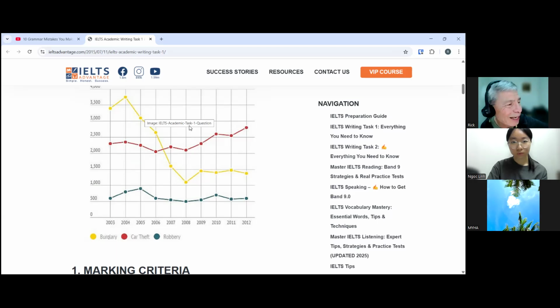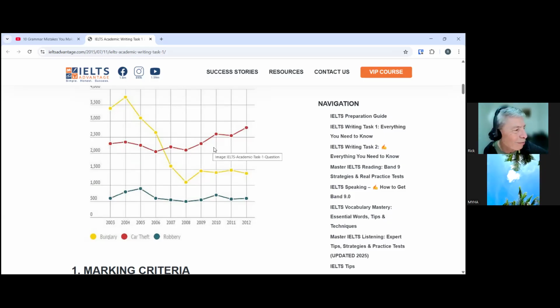So when you are looking at a graph that has many lines on it, this is how you decide what goes in which paragraph. The ones that have the most change go in their own paragraph. The ones that have the least change, you can put together. I hope that makes sense to everyone. We'll do more about this next week.